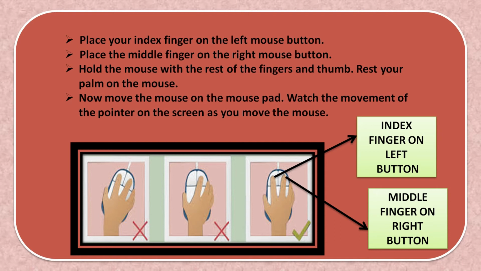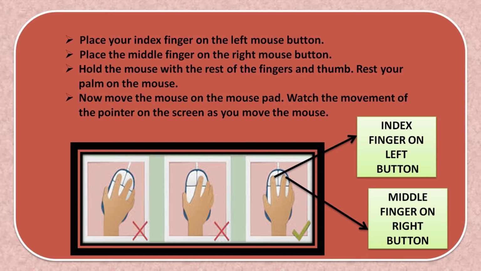Now how will we hold the mouse? Children, place your index finger on the left mouse button. Place the middle finger on the right mouse button. Hold the mouse with the rest of the fingers and thumb. Rest your palm on the mouse.